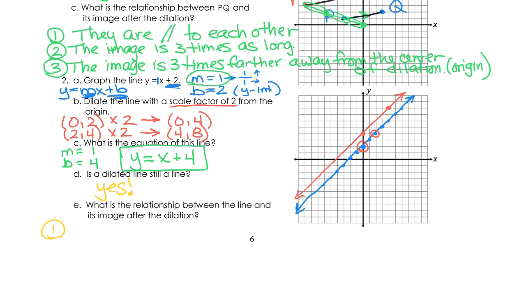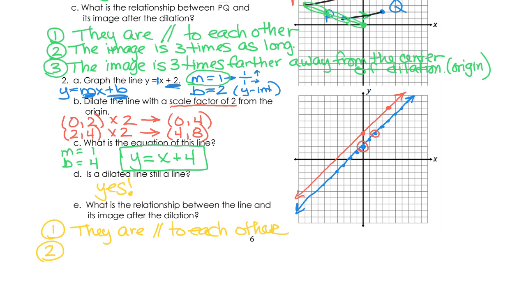So let's see if we can say the same three things that we said in the last one. Are they parallel to each other? And the answer is yes. So we'll say they are parallel to each other. The second one says that the image is 3 times as long. Well, we cannot say that. Number one, it wouldn't be 3 like it was in the last one. It would be 2. But because these are lines and lines go on forever, you can't measure the length of it, if you noticed, okay? So we cannot say the same thing we said about this one. We can't talk about the length of it because these are lines instead of line segments.